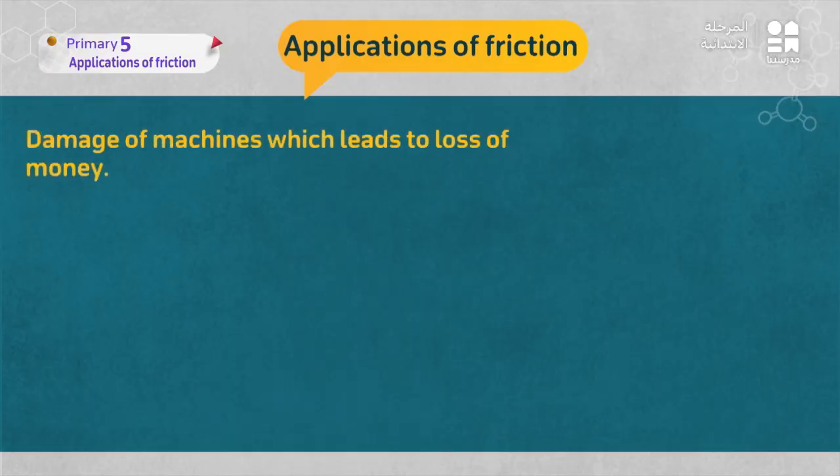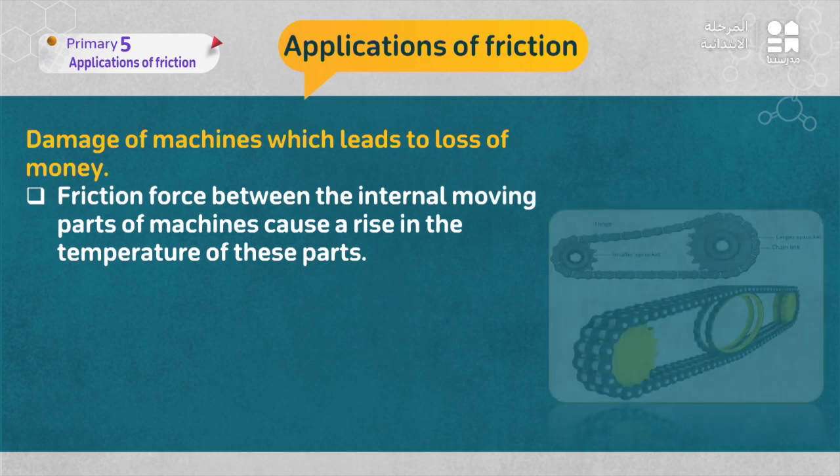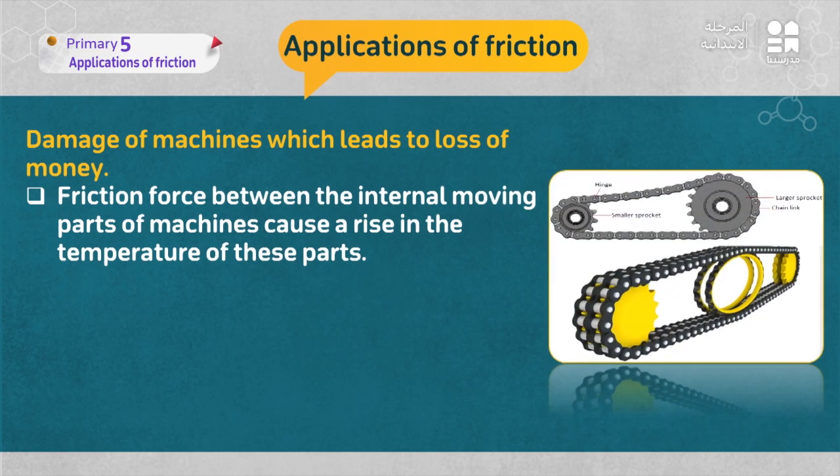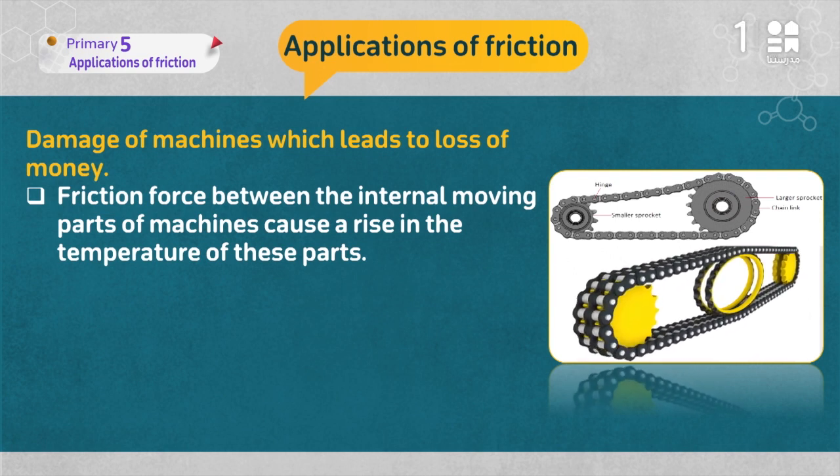Damage of machines which leads to loss of money. But why? ليه بيحصل اصلا damage للماشين؟ الفريكشن احنا اتفقنا انها كويسه وانها بتساعد في حاجات كتير. طب ليه بيحصل damage؟ تعالوا نعرف سوا. مش احنا اتفقنا ان الفريكشن دايما بيكون between two surfaces one moves. اوكي طيب لو في دايما friction، احنا عارفين مثلا ان اي ماشين بيبقى فيها internal moving parts، بيبقى فيه اجزاء كتيره قوي جوه الماشين بتتحرك.